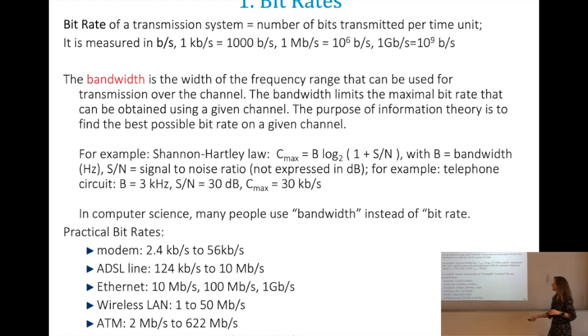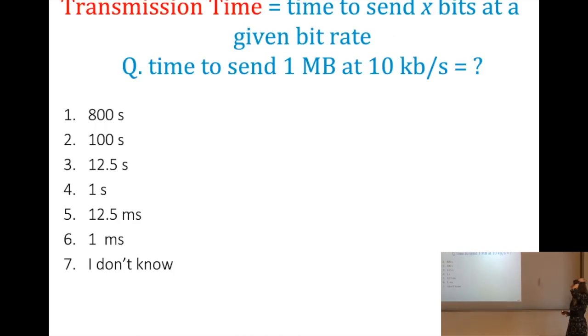And these are typical numbers for different bit rates for different applications. So the difference between the bit rate and the transmission time is, the bit rate is the speed that you have. For instance, how fast can you go, the maximum speed that you can use. But the transmission time is how much time you need for your own message of a certain size to be sent with that speed. So it's the time to send a certain number of bits at a given bit rate.